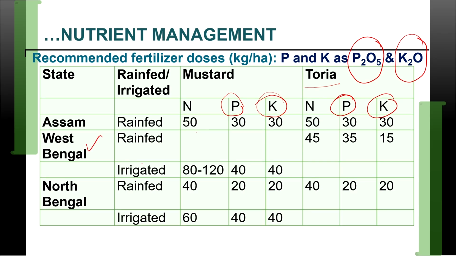Take the case of West Bengal. Under rain-fed condition for Toria crop, 45, 35 and 15 N-P2O5 and K2O per hectare is recommended. Now in West Bengal, if your conditions are irrigated, then you can increase the nitrogen amount to 80 to 120 kilogram, and phosphorus and potash are 40. Then comes North Bengal: under rain-fed condition for mustard crop, 40, 20, 20 N-P2O5-K2O per hectare. Similarly for North Bengal, for Toria crop it is 40, 20, 20.